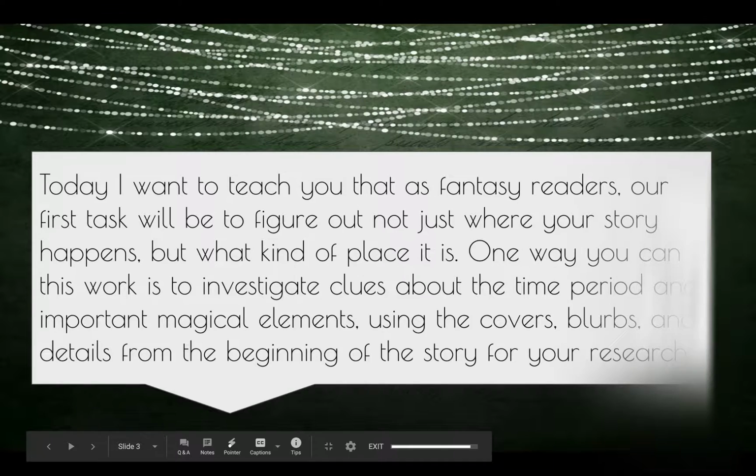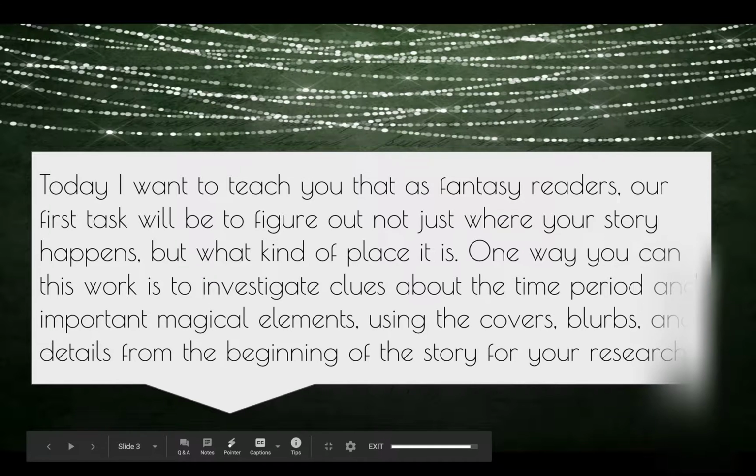Pretty cool. So today, I want to teach you that as fantasy readers, our first task is to figure out not just where our story happens, right? We start to figure that stuff out in kindergarten. Where does it take place? This story takes place on a farm or in a house or in a school. But we need to think about now what kind of place it is.